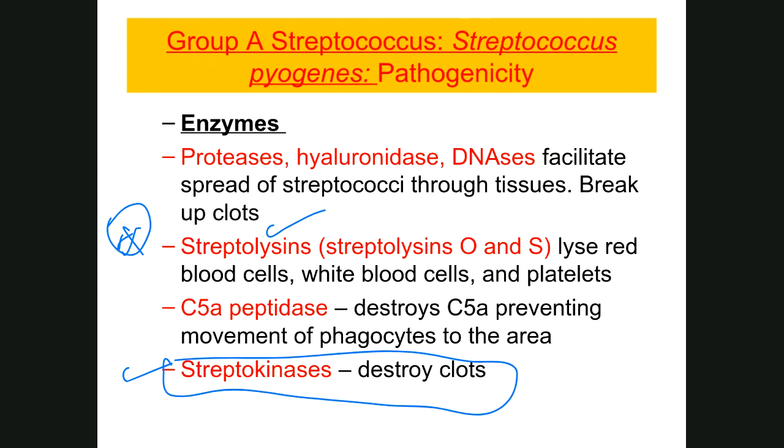The organism also has C5a peptidases, which destroy C5a, which was the complement that attracted white blood cells to the area of infection. By destroying C5a, group A strep essentially prevents C5a from calling macrophages and other white blood cells to the area of infection.